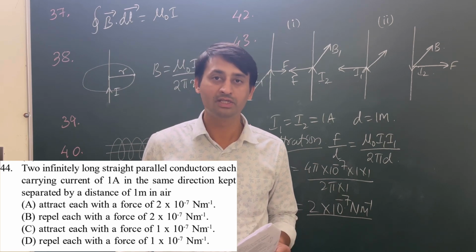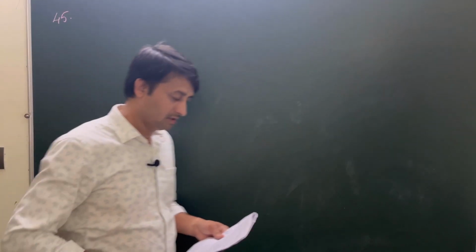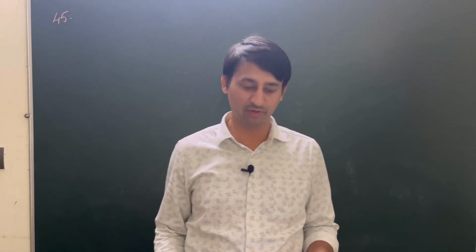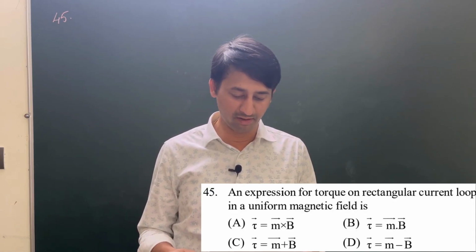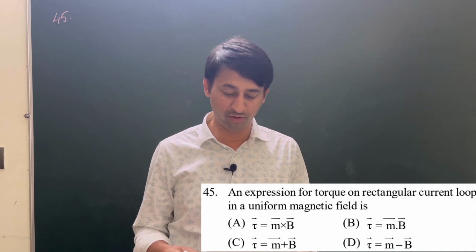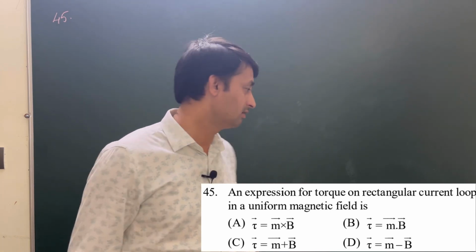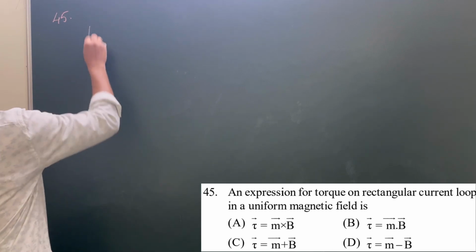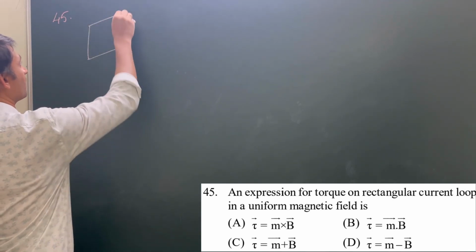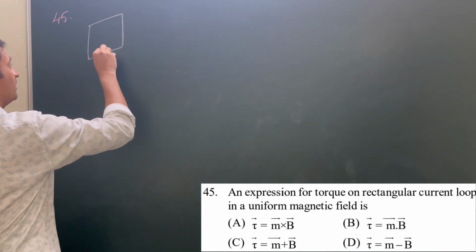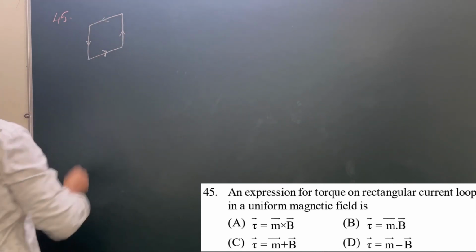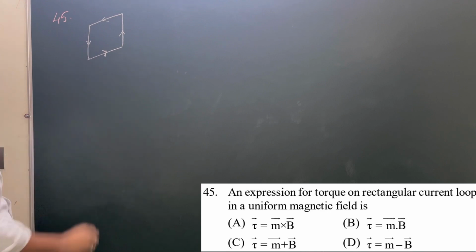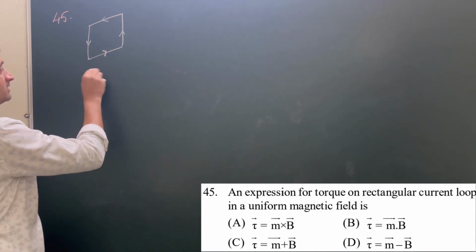Option A is the correct answer. Now question number 45. An expression for torque on a rectangular current loop in a uniform magnetic field is. Now if I take a rectangular current loop, this rectangular current loop is carrying the current in this direction. Now this rectangular current loop will experience a torque here.